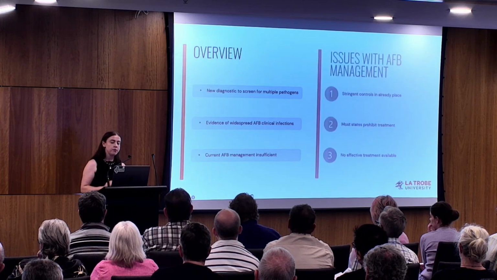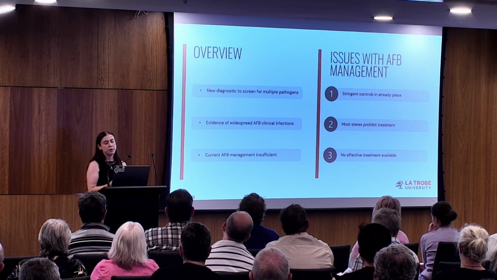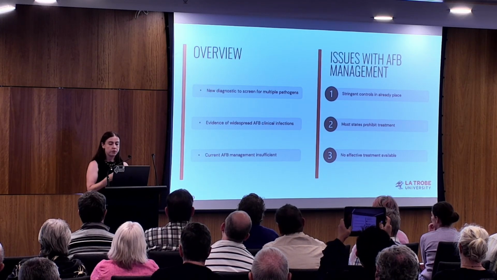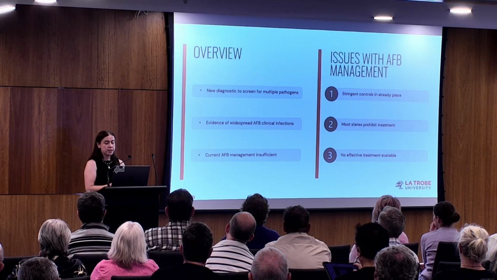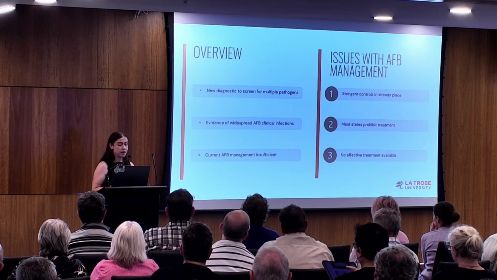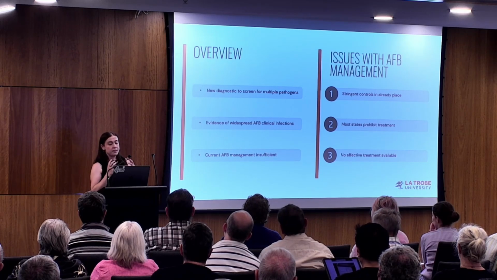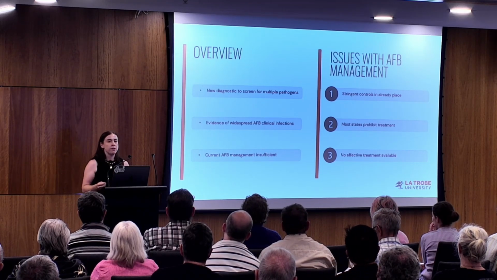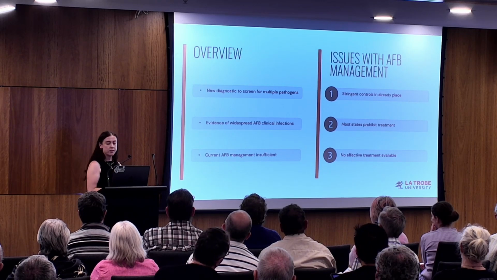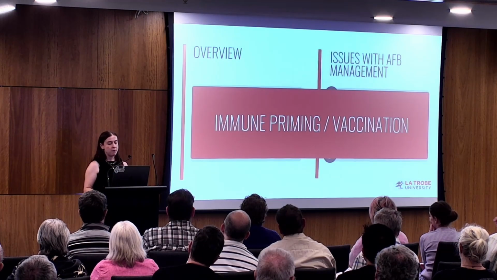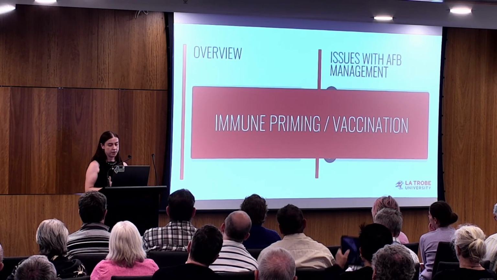However, there are issues with changing our AFB management strategy. The first one is, in Australia, we already have some of the most stringent strategies for controlling AFB. Two, there are current treatments available, but they are prohibited in most states, which is unfortunate, but these available treatments, whether they're banned or not, they're actually not effective. So what's next? What is the way forward? That's where my work comes in, which is centred around immune priming, otherwise known as vaccination.